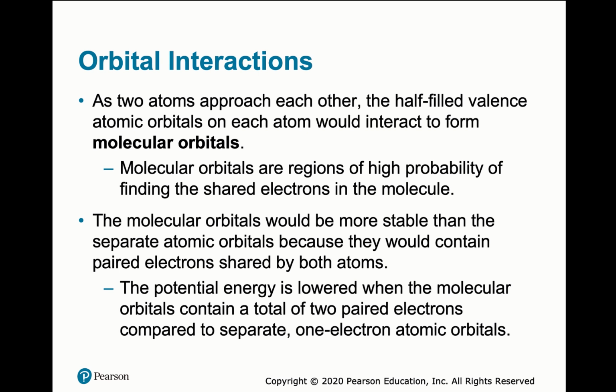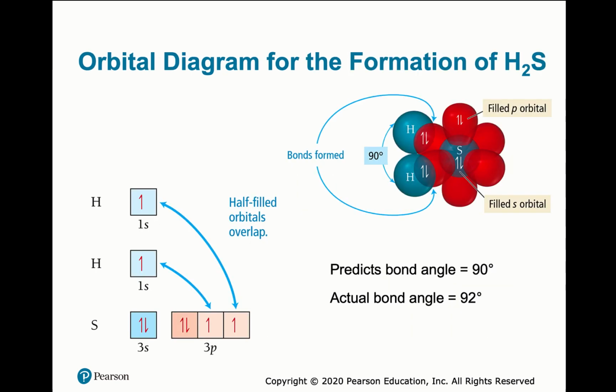With the theory, when two atoms approach each other, they start to interact and they form molecular orbitals. And these are where the electrons are shared. So this is different than molecular orbital theory, though. These molecular orbitals are different than the ones in that theory. These deal with overlap. We'll talk about molecular orbital theory later.